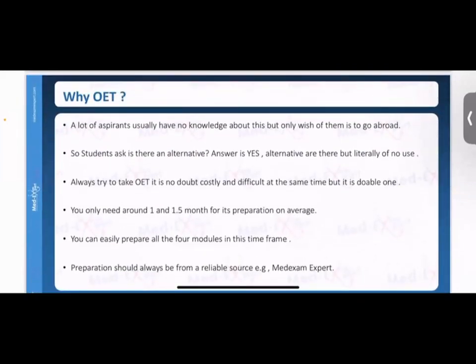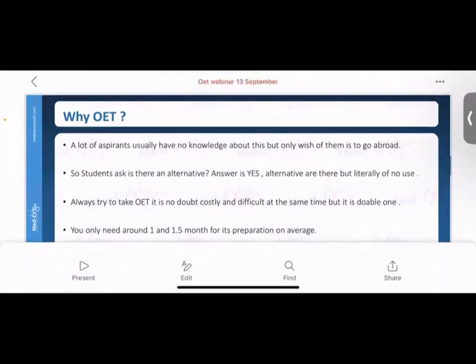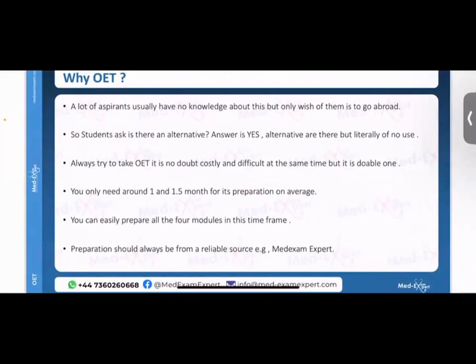So now comes the question, why OET? That's a very interesting question as well. A lot of aspirants usually have no knowledge about this, but their only wish is to go abroad. This is very similar to the incident I reported to all of you in the last few days, that a girl was saying that she is planning to book PLAB, and when GMC is going to release the seats and all. So the thing is, if you're having a plan in your mind for settling abroad, working there, you must have proper knowledge of all the exams you have to take before going there.